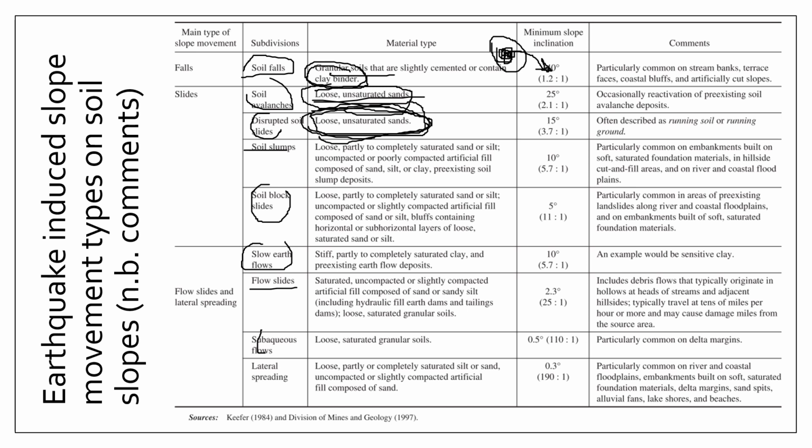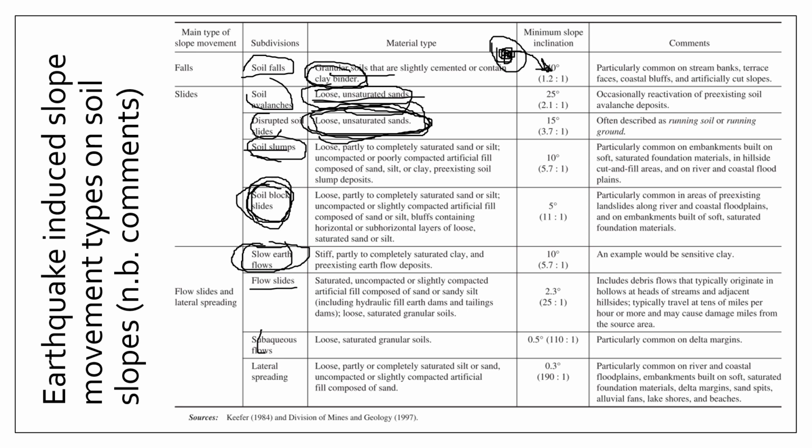And then you have soil slumps, which are, yeah, just the same as the rock slumps. And then you also have your soil block slides. These are normally just really thick layers of soil that are more or less compacted or consolidated, and they simply separate from another layer.